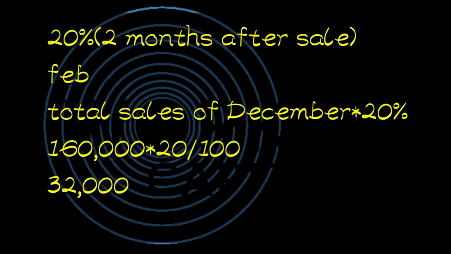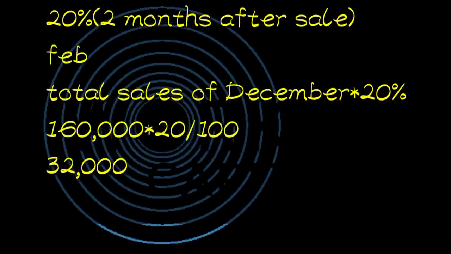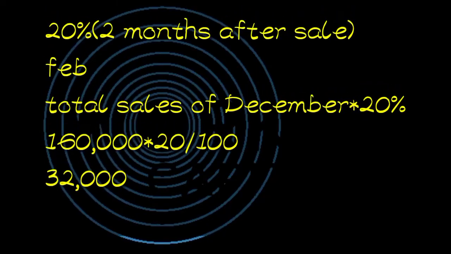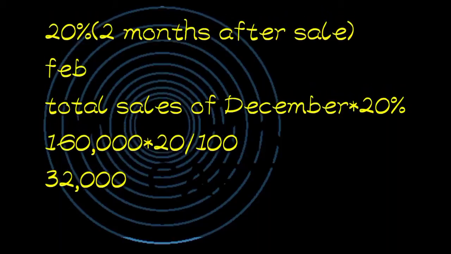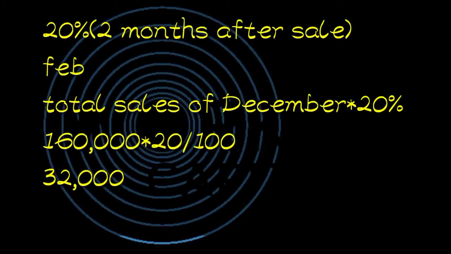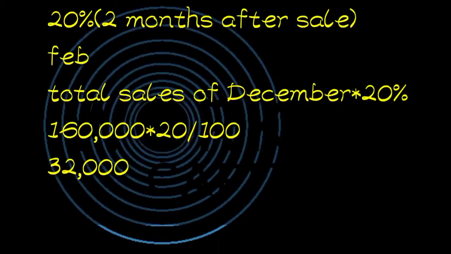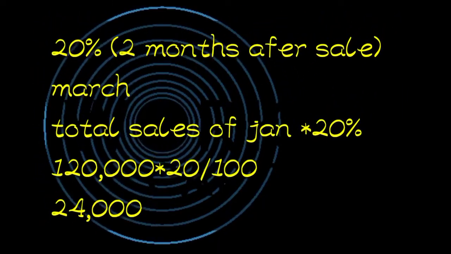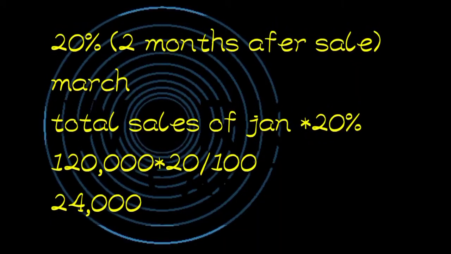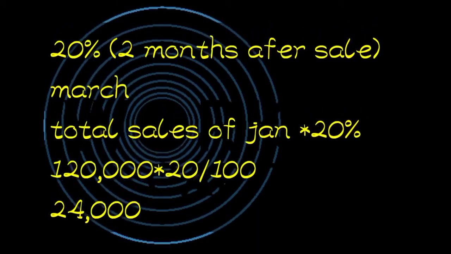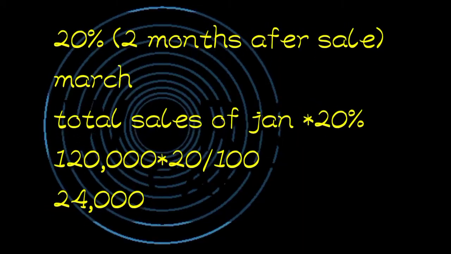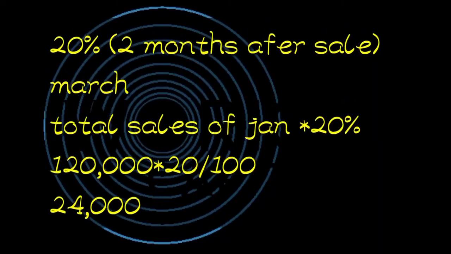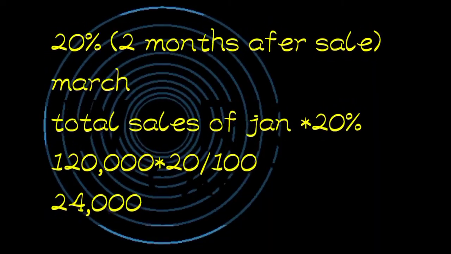So for February, we shall get total sales of December times 20% in order for us to get the 20% that was paid in Feb. Therefore, 160,000 times 20%, we get 32,000, and that's what we shall record. Then for March, we shall get the total sales of Jan times 20% in order for us to get the 20% that was paid in March. So 120,000 times 20%, we get 24,000, and that's what we shall record. Then we shall do the same thing for the rest of the months.